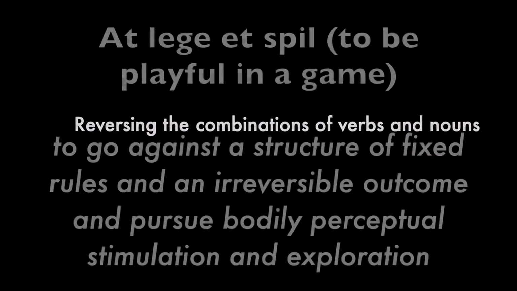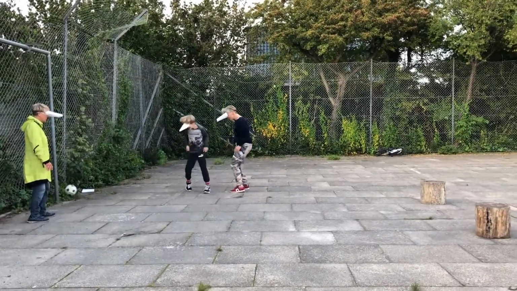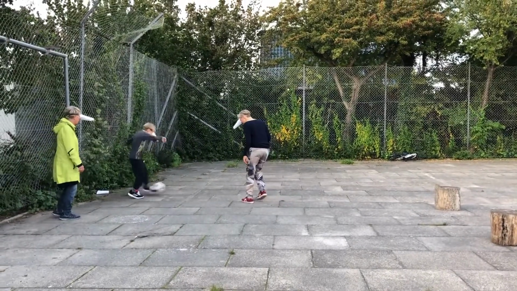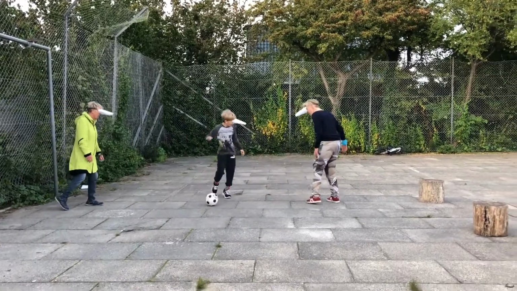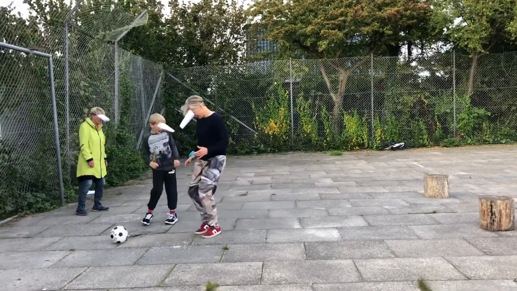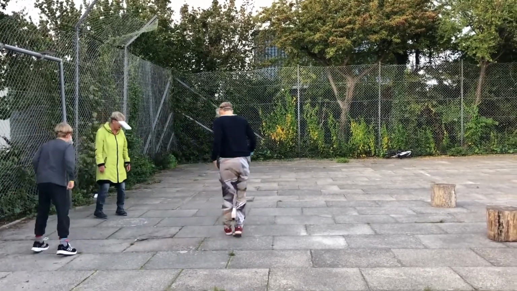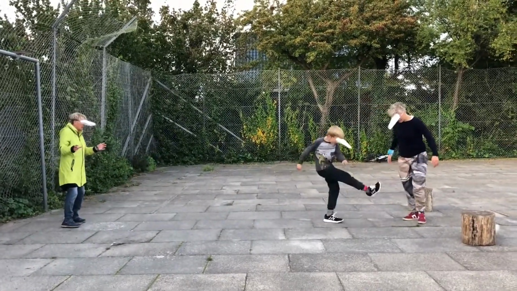When we reverse the verbs and nouns, to be at lege et spil, to be playful in a game, it is to go against a structure of fixed rules and an irreversible outcome and pursue bodily perceptual stimulation and exploration. As we see in this altered version of football, the focus is switched to be on bodily perception, while the game's objective is still about scoring goals. In other words, to focus on bodily exploration and stimulation in a structure that supports a determinate outcome.